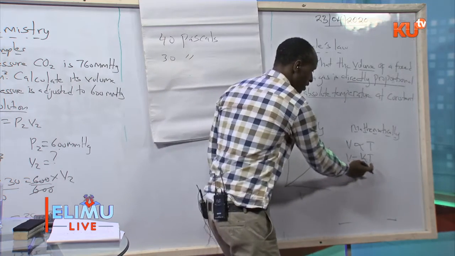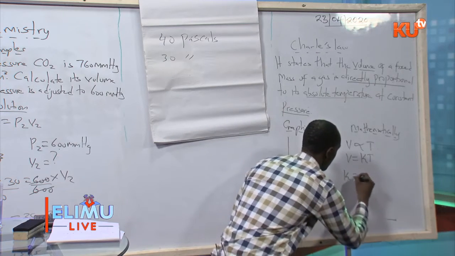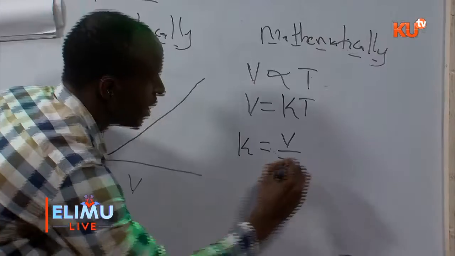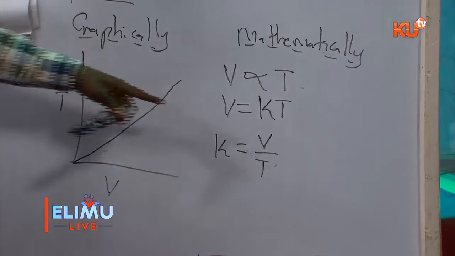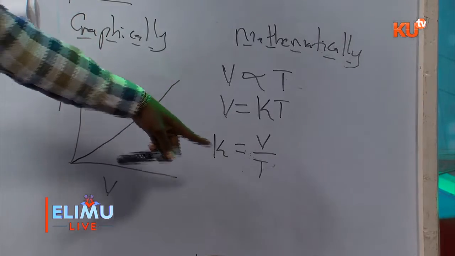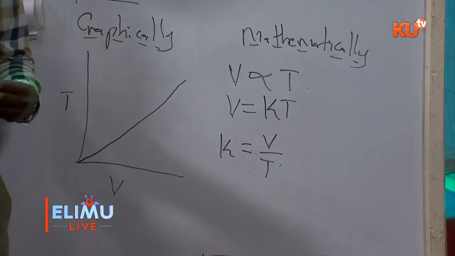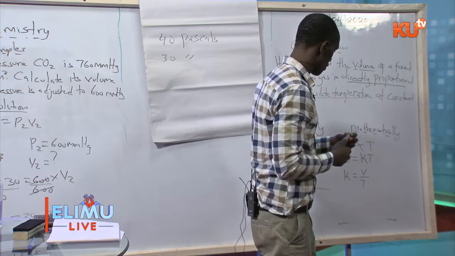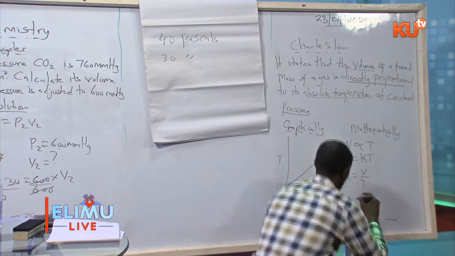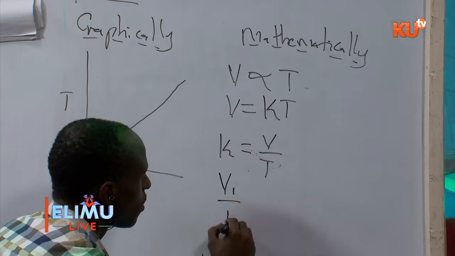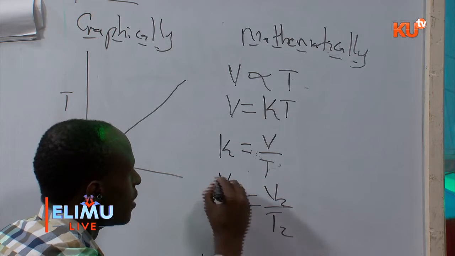To make K the subject, we divide both sides by T. So K equals V over T. If a gas obeys Charles' law, it means its volume divided by its temperature will always be a constant. So this gives us the Charles' law equation, which will be V1 over T1 equals V2 over T2.